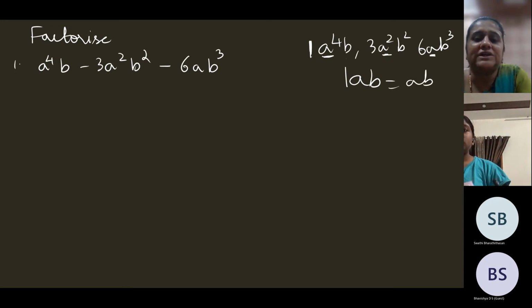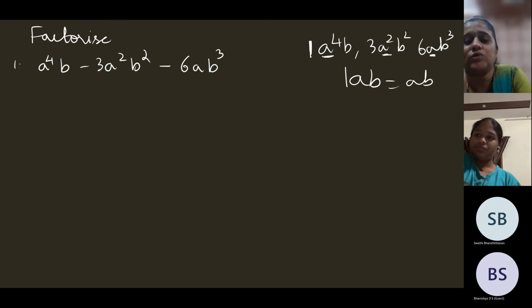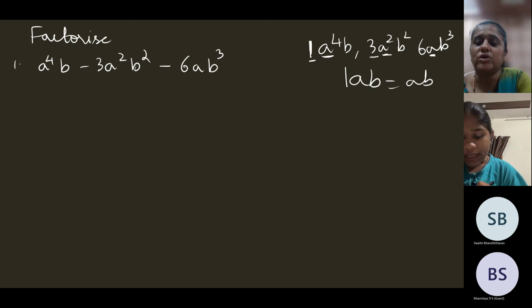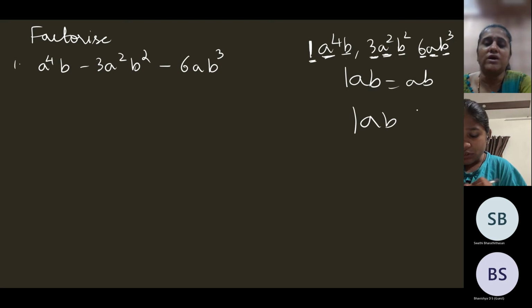The HCF of these 3 terms is ab. So how do you find the HCF of an expression with 3 terms? Write out the 3 terms separated by a comma. First take the numerical coefficients 1, 3, and 6. The HCF is 1. Then a to the power 4, a square, and a: the least power is a. Then b, b square, and b cubed: the least power is b. So 1ab, or ab, is common.